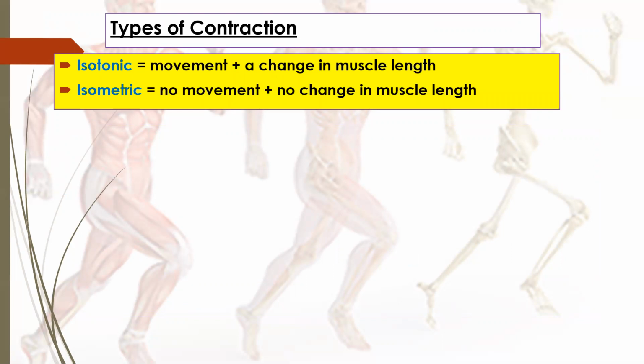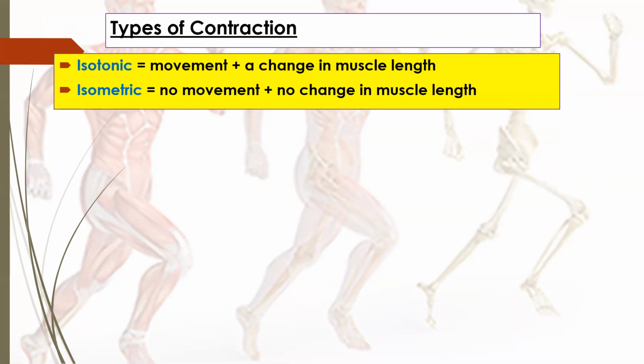So the first thing to note is that there's essentially two types of contractions that you can have. Isotonic contractions are where there's movement involved and therefore a change in muscle length. So most sporting actions are isotonic. There's movement involved in lots of different sports. As a result, it's a continuous change in muscle length.